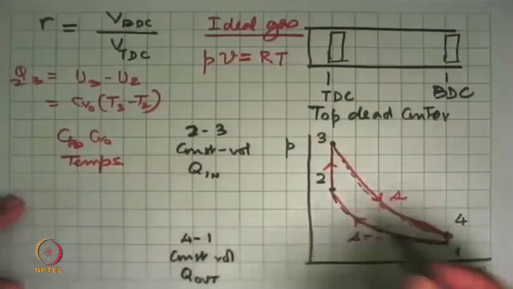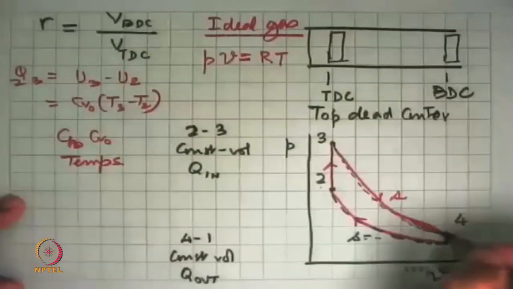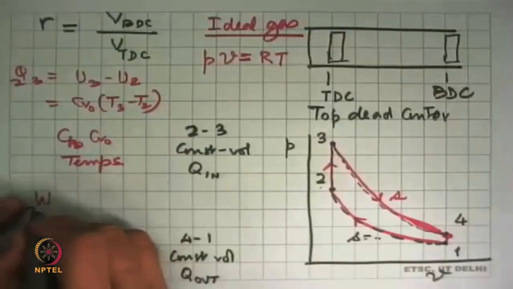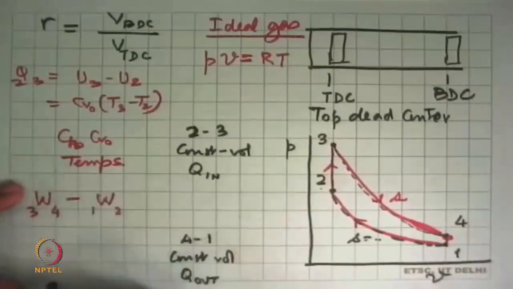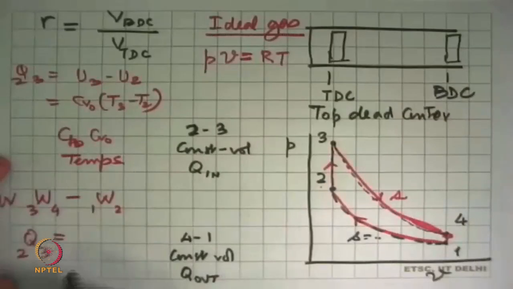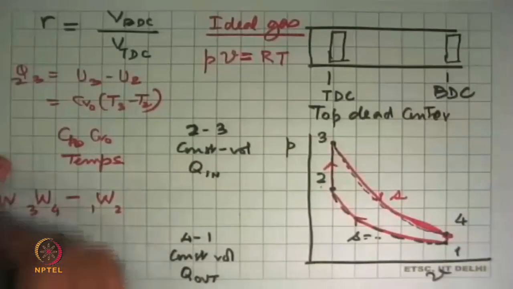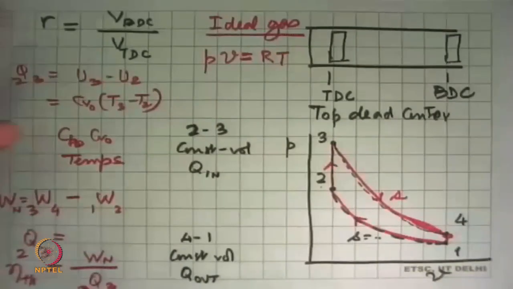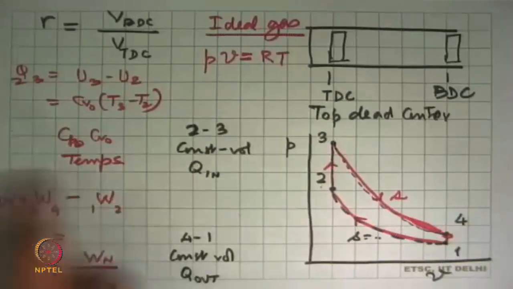And then the net work output, we can calculate that there was no work here, there is no work here. So the net work output is W3 to 4 minus W1 to 2. And the heat input to the system was happening between Q2, 3, and this is the net work of the cycle. So the ratio of this net work, Wn, divided by Q2, 3, this is the thermodynamic efficiency of the air standard Otto cycle.